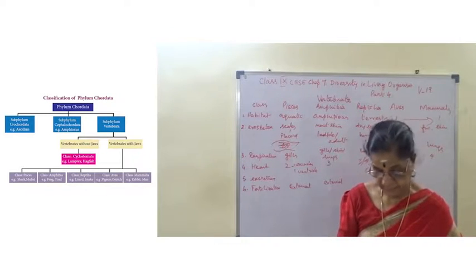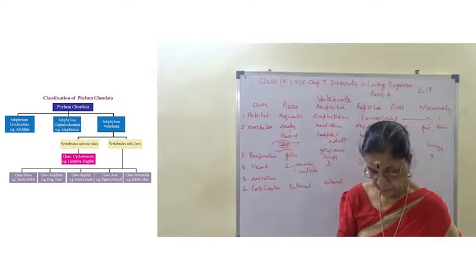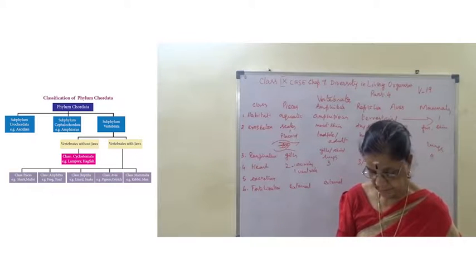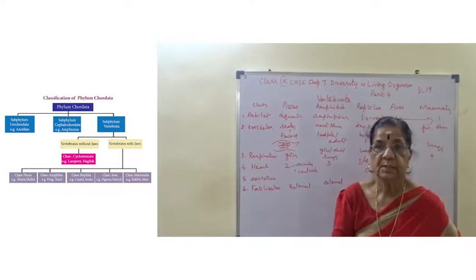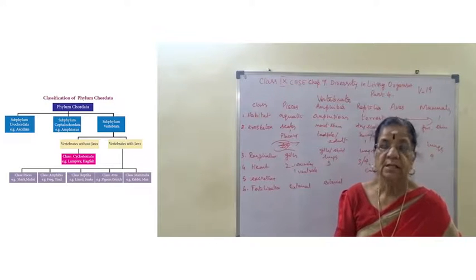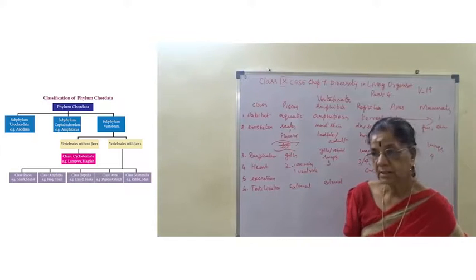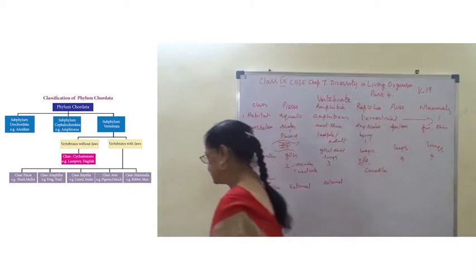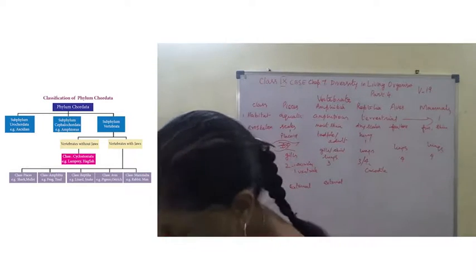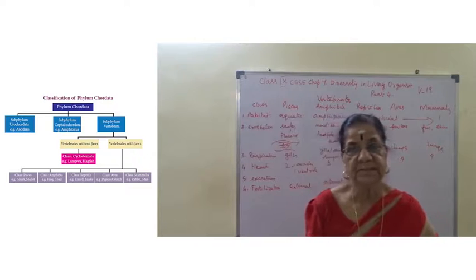Next, class Aves: warm-blooded, have a four-chambered heart. They lay eggs, the outer covering is feathers, and the forelimbs are modified into wings. Bones are light in weight, so they are called pneumatic bones. And the lungs have air sacs. That is characteristic of the class Aves. Example, all the birds.